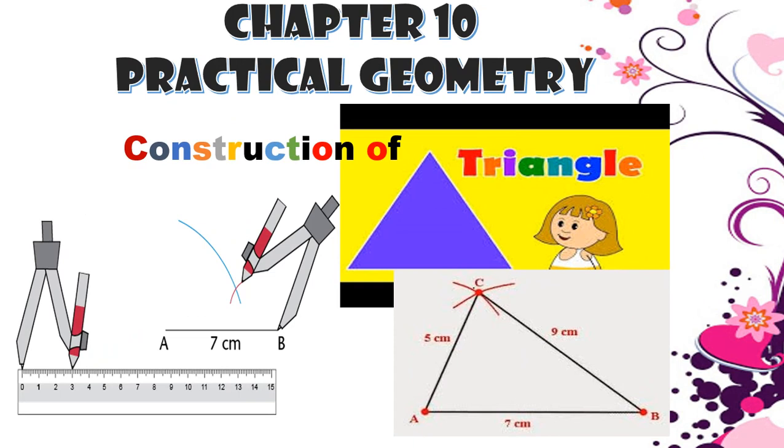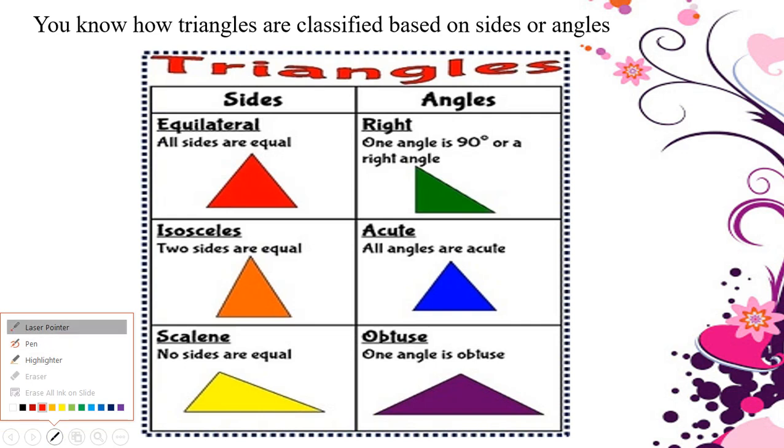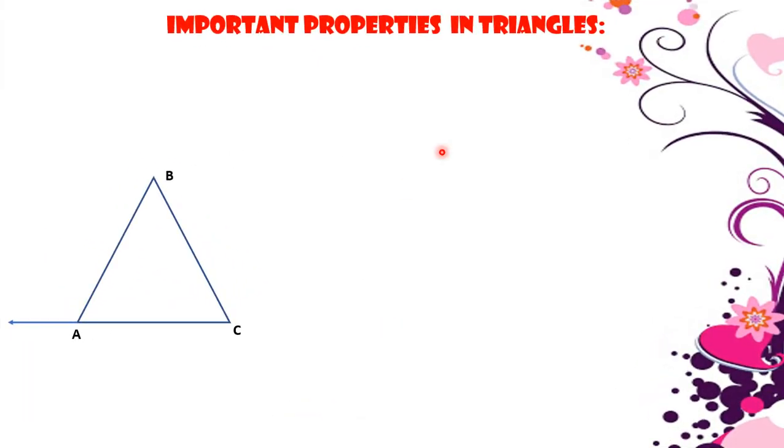Hello students, in chapter number 10 practical geometry, today's topic is construction of triangles. So let's start. As we know, the classification of triangles is based on the sides and angles. On the basis of the sides, triangles are of three types: equilateral triangle, isosceles triangle and scalene triangle. Similarly, on the basis of the angles, there are three types of triangles: right angle triangle, acute angle triangle and obtuse angle triangle.